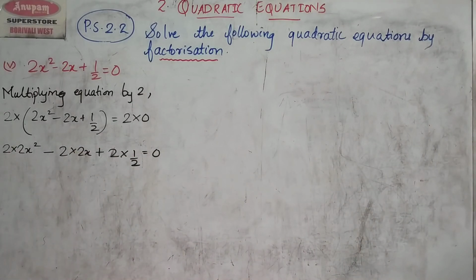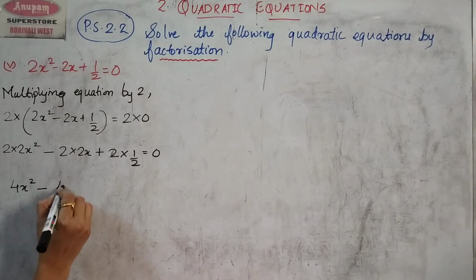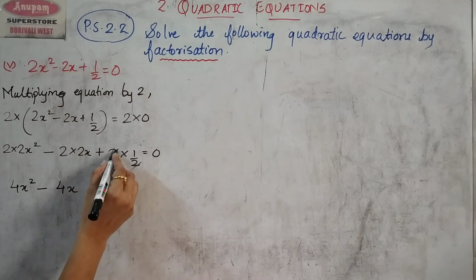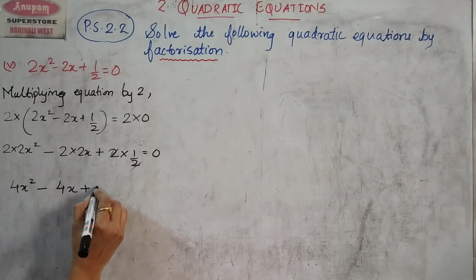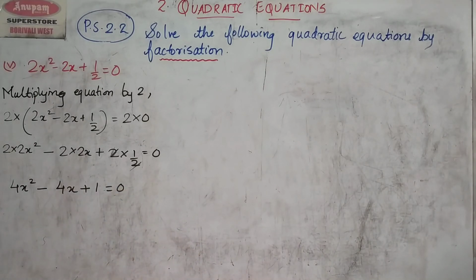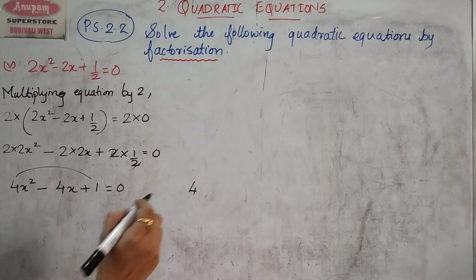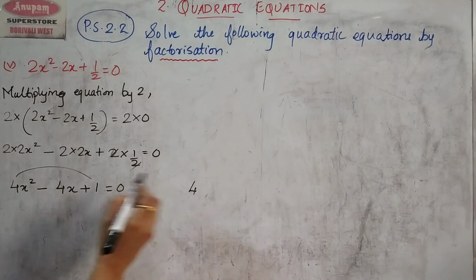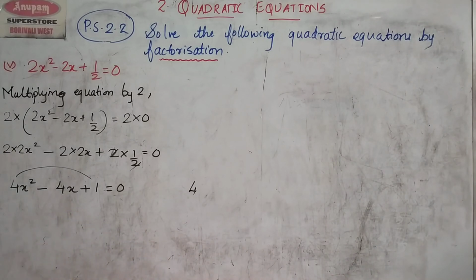and 2 zeros are 0. Now 2 2's will become 4x square minus 2 2's are 4x, and this 2 and 2 will get cancelled, and we are left with only 1. So our actual question is going to be my 4x square minus 4x plus 1. Now as always, we are going to multiply this first and the third number, which will give me 4. So I want two such numbers whose product should be 4 and whose addition or subtraction also be 4.